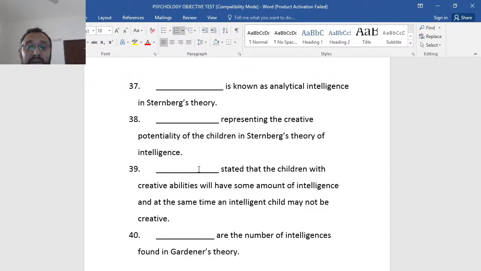Dash are the number of intelligences found in Gardner's theory. Yes, 8 intelligences he is saying. Howard Gardner's theory has 8 different intelligences, my children here.